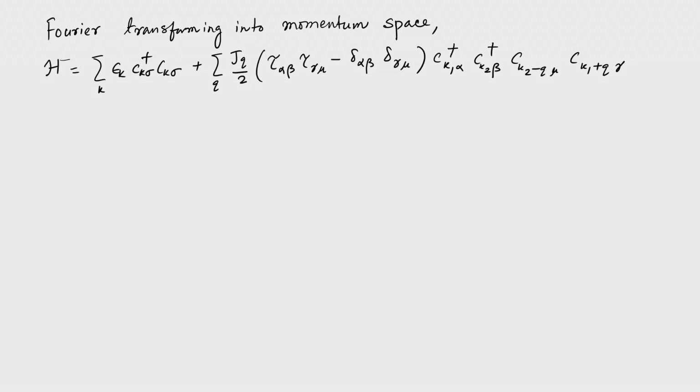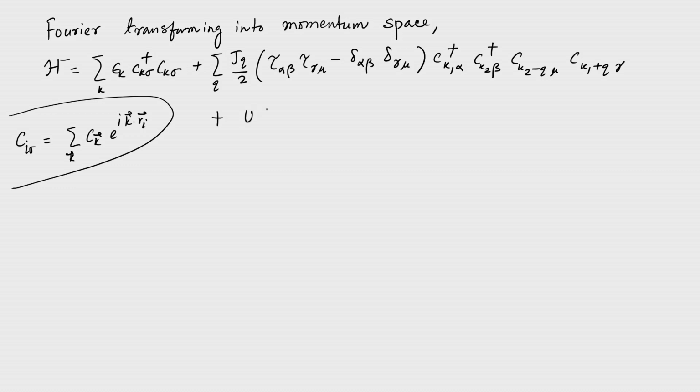This you have to do very carefully, where each of those C_iσ is converted into a sum over k, so this is C_k exponential i k · r_i and so on. Use this and use momentum conservation, and you will be arriving at this. There is a U and then there is a k1, k2 and a q. So, these are the three momentum indices that are required here: C_k1↑† C_k2↓† and C_{k2−q}↓ and C_{k1+q}↑.